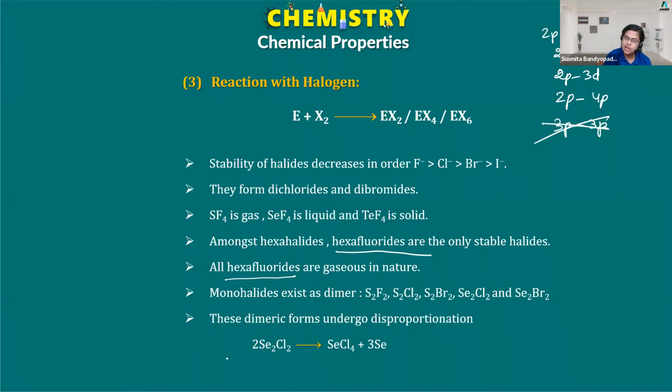Yes, this is not very commonly asked. Just know that. So here these monohalides, like instead of SF, it exists as S2F2. That's more stable. S2F2 structure I'll draw. Only one structure I'll draw. Like this. Comment on the hybridization of the sulfur here. So they're just trying to show that these dimers will undergo disproportionation. So here the oxidation number of selenium is 0. Here it is plus 4 and here plus 1.